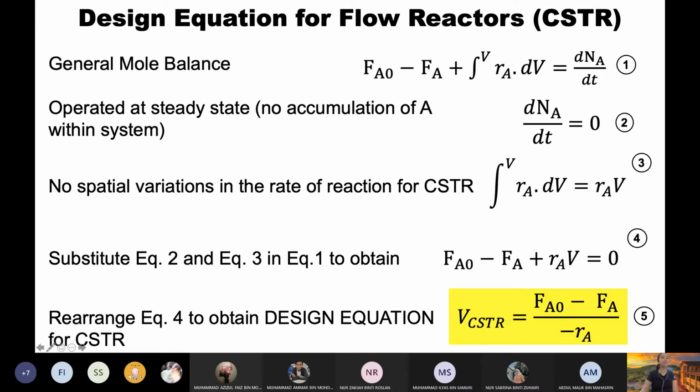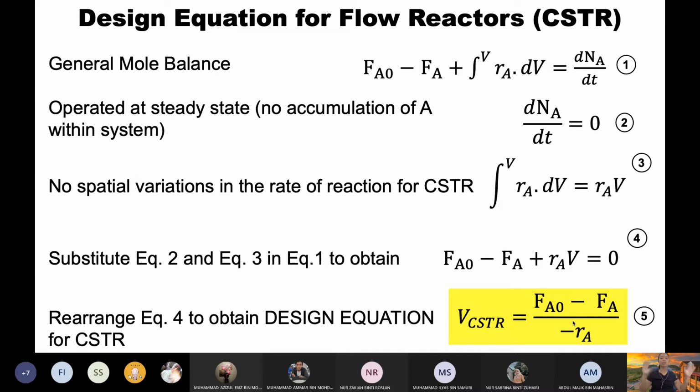Okay, and then you realize one thing, similar to the batch reactor, because we evaluate rate of reaction in terms of rate of disappearance of A. Remember I taught you rate of reaction is based on rate of disappearance of A. So that's why it becomes FA naught minus FA per minus RA. So done. We have derived the equation for CSTR.